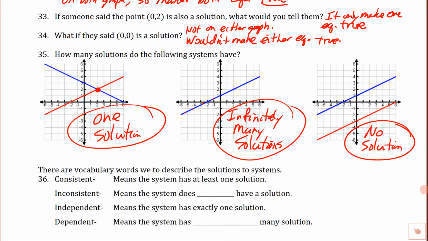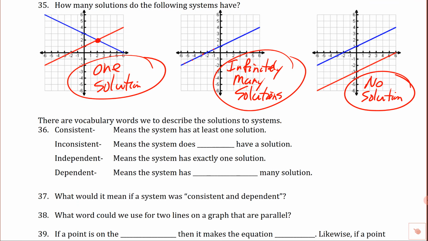Now, there are some vocabulary words for this that I want to make sure that you're aware of. You will see these occasionally, especially when you get into higher math classes, so let's make sure we're aware of them. So here's the vocabulary. Consistent means the system has at least one solution. It's got an answer. It may have more than one, but it's got to have at least one. Inconsistent means the system does not have an answer. It doesn't even have a single answer. Okay, so consistent has an answer, inconsistent doesn't.